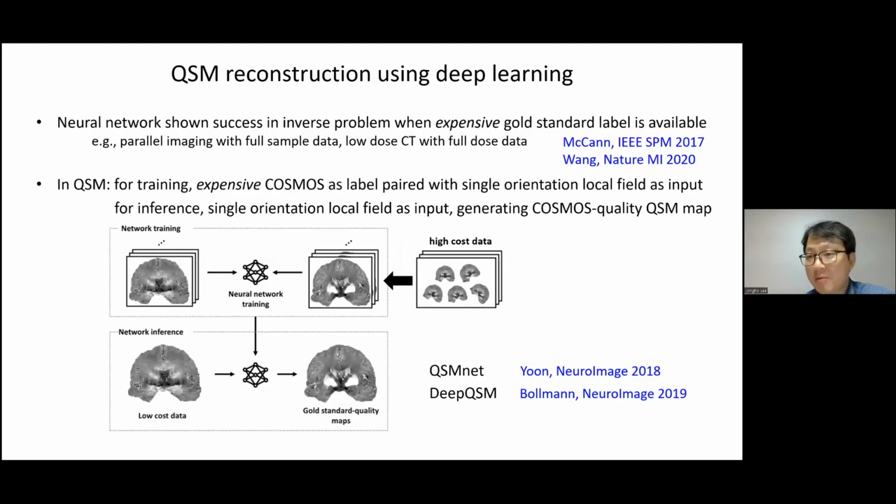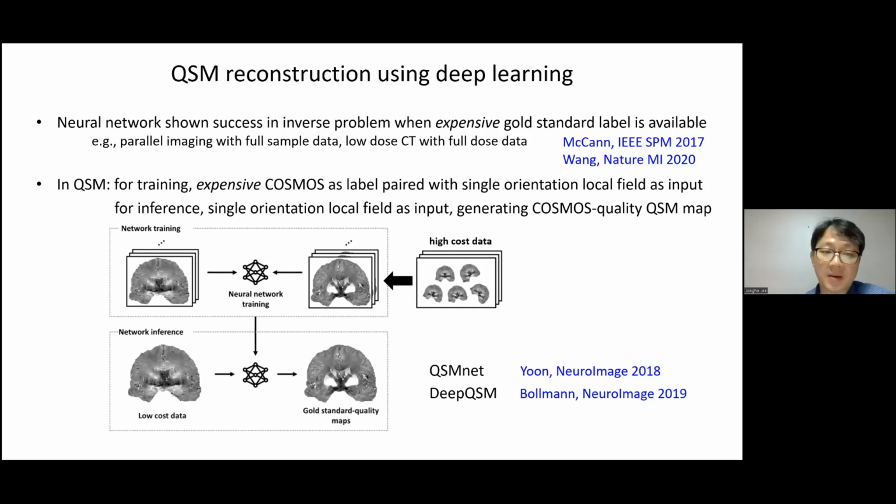Well, we are now living in the world of deep learning, and deep learning has shown a great deal of progress in solving these inverse problems. And it really works well, especially when you have these expensive gold standard labels available for you. And QSM is exactly that type of problem.